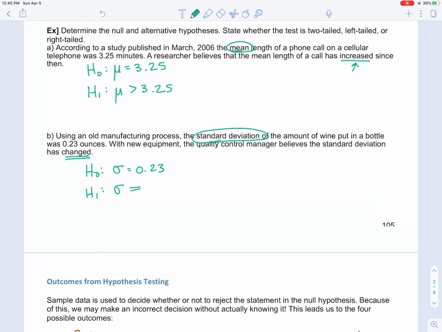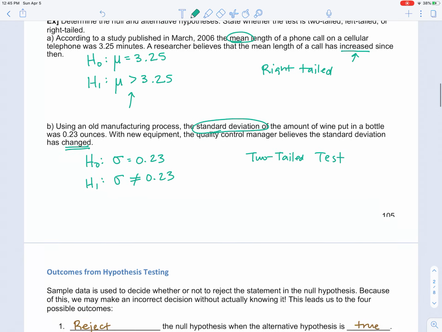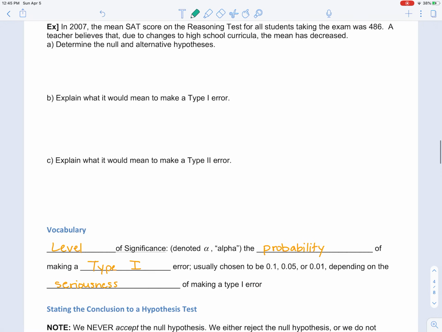The manager thinks that the standard deviation has changed, didn't give an opinion about which way it has changed, so our alternative will be not equal to. Sigma is not equal to 0.23. Now, anytime you see a not equal to alternative hypothesis, this is called a two-tailed test. That's because your sample evidence could be either larger or smaller than 0.23. It's not specific. This one above with the greater than symbol, that's called a right-tailed test. This means your sample evidence should occur on the right tail of your distribution. Okay, let's look at some more examples.